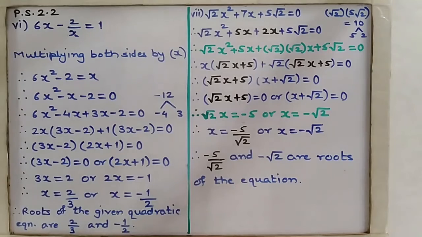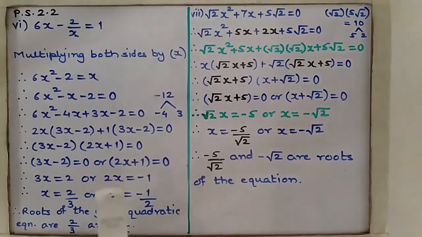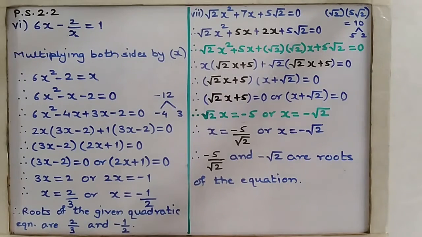3 right में चला जाएगा and we get the value of x as 2 upon 3. Or in this case 2 will go on the right and we get the value of x as minus 1 upon 2. So therefore roots of the given quadratic equation are 2 upon 3 and minus 1 upon 2.